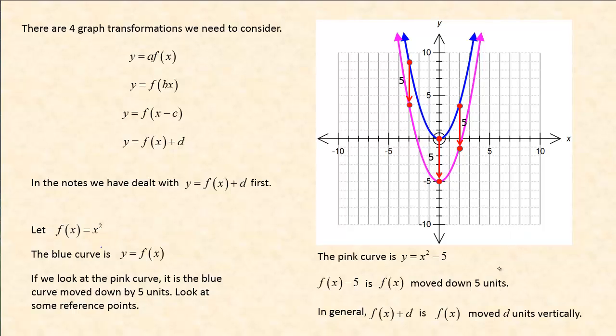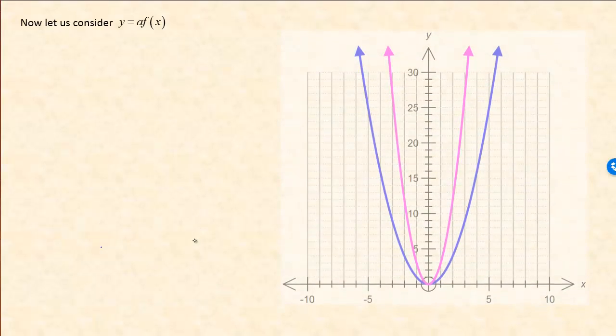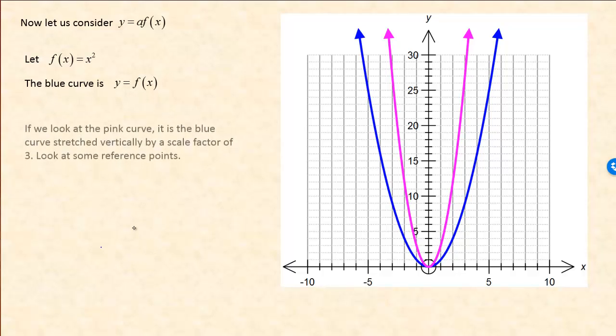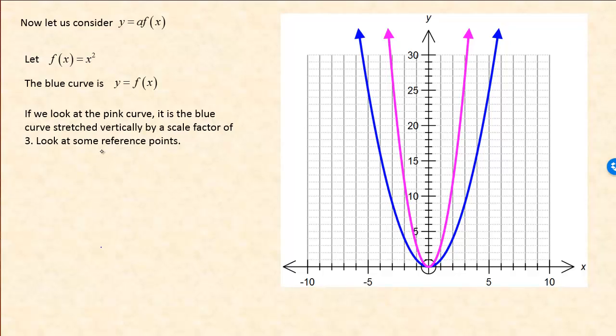Now it's important to note that we'll be looking at each of these transformations at length in the examples. So we're just giving an overview here. We're going to consider a times f of x next. So we're going to let f of x be x squared, and the blue curve is y equals f of x. If we look at the pink curve, it's the blue curve stretched vertically by a scale factor of 3.